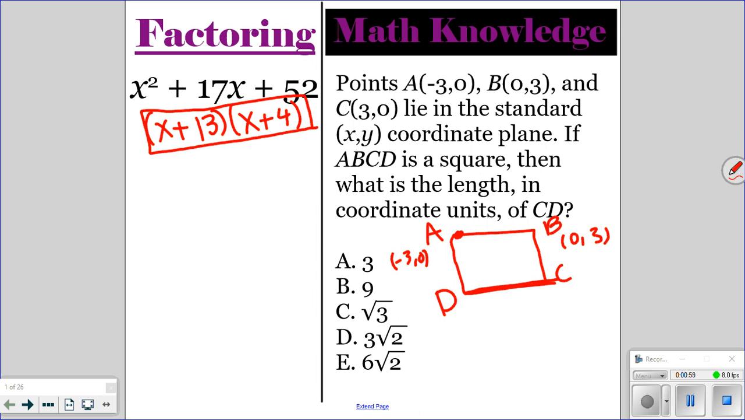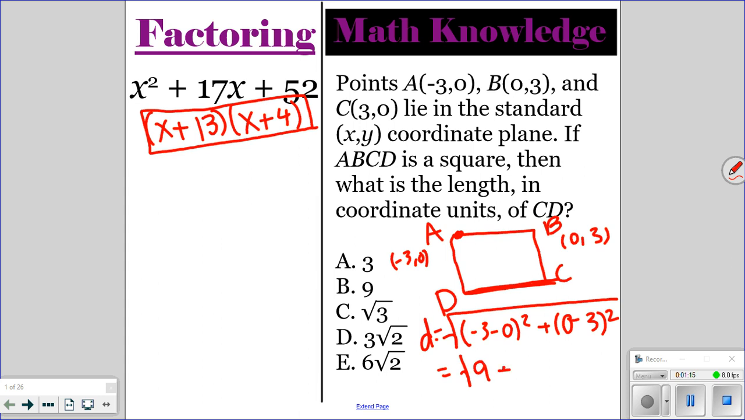So if we use our distance formula, you'll have (-3 - 0)² + (0 - 3)². So that'll be (-3)², which would be 9, and (-3)², which is 9 again. So the square root of 18, which if you simplify, would be 3√2. So D would be your answer.